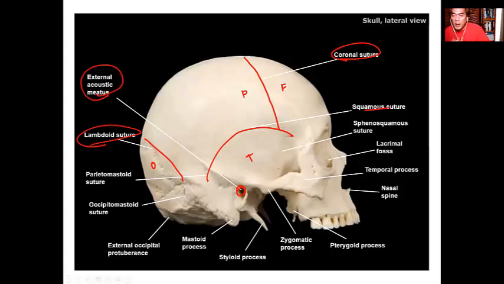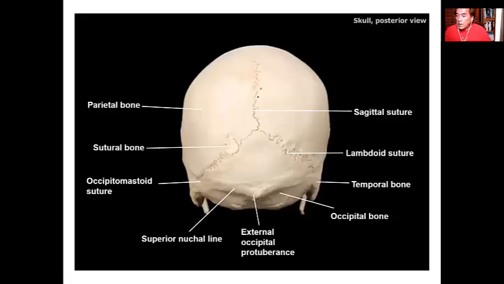Now, if I look at the back of the skull, I see a suture here that separates the two parietals. And that suture is called the sagittal suture. So that finishes up our sutures. But you can see the lambdoid here also.